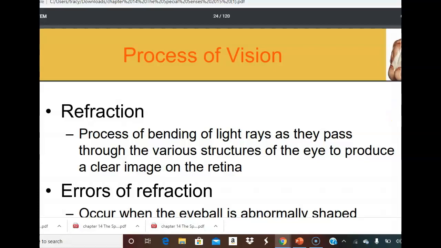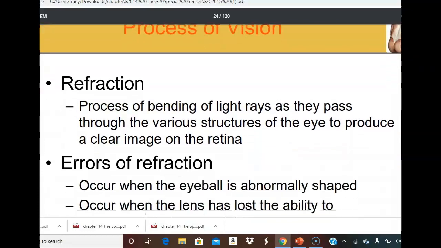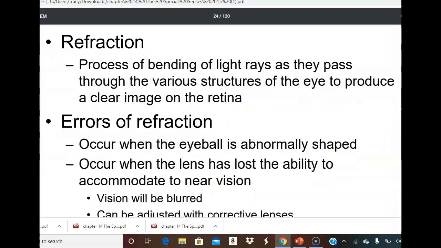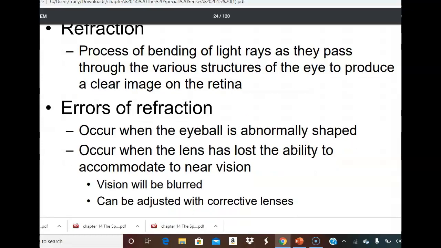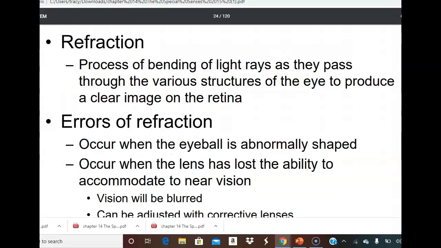so we talked about accommodation as far as focusing with the lens. There's also a word called refraction. So refraction is also the process of bending light rays as they pass through the eye. Okay, but it's important that things refract appropriately in order to focus a clear image on the retina. This is where we get refraction errors when we look at people that are farsighted or nearsighted, or astigmatism. Astigmatism actually refers more to the cornea, but errors of refraction occur, and there's going to be different things that cause refractive errors.